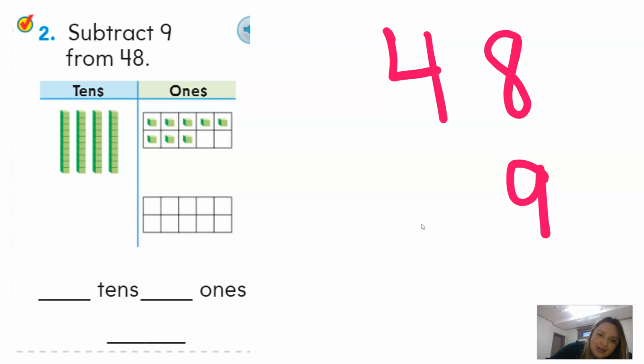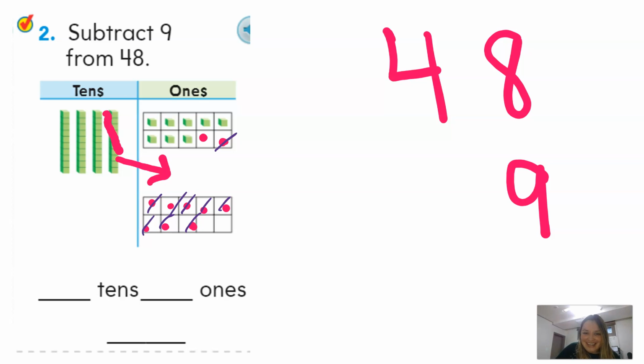What do I do? Oh yeah, I can regroup. Okay, so I'm going to come over and get one of these tens, and I am going to send it over to the ones. So 1 ten is the same as 10 ones. 1, 2, 3, 4, 5, 6, 7, 8, 9, 10. Excellent. Now that I have regrouped that 10, now I can subtract the 9. Here we go. 1, 2, 3, 4, 5, 6, 7, 8, and 9.